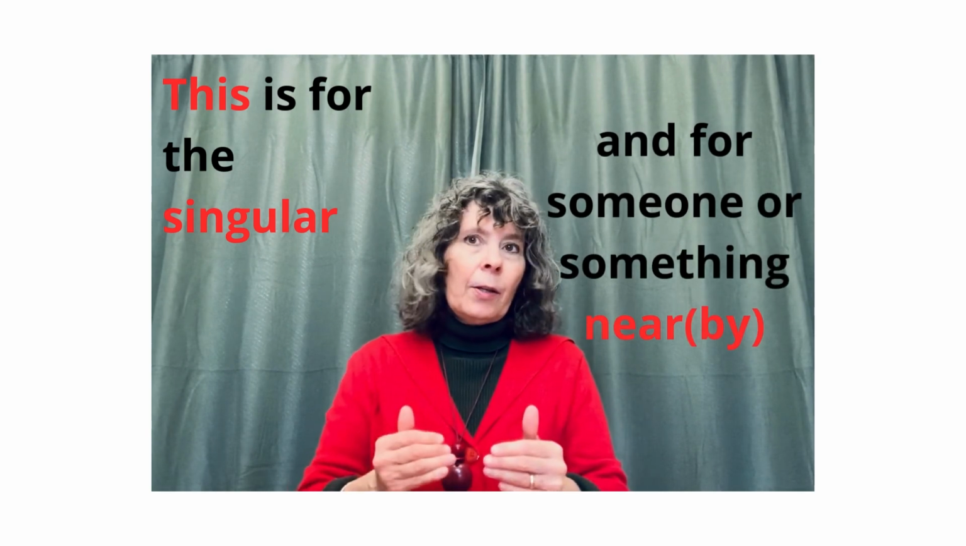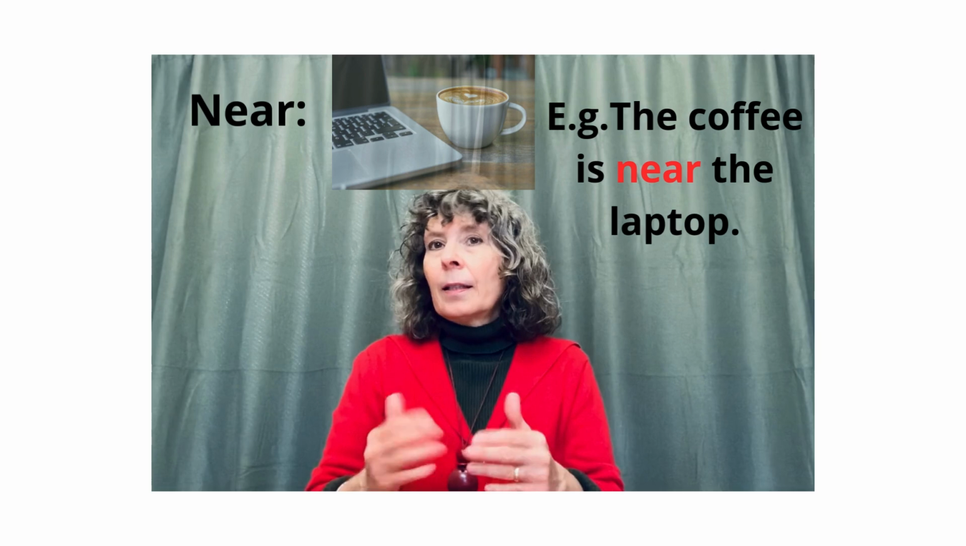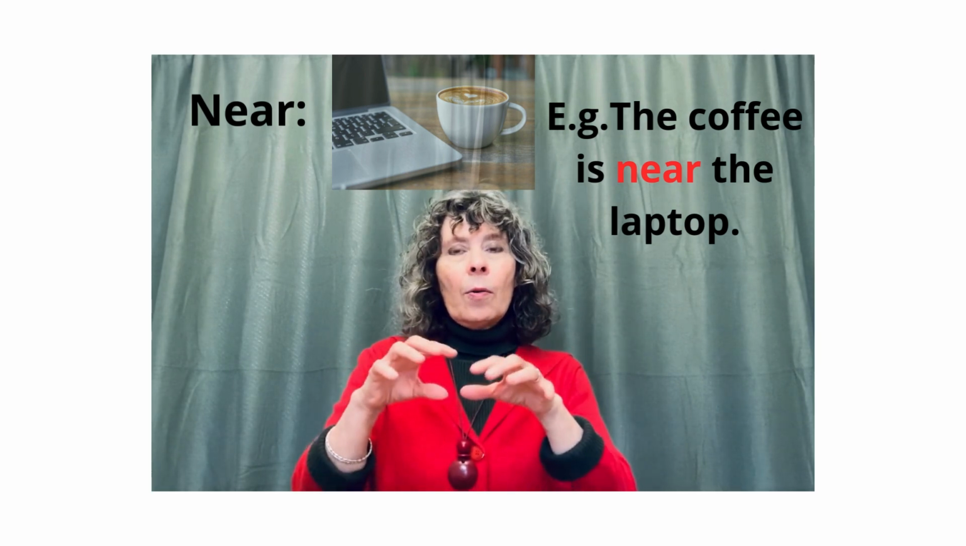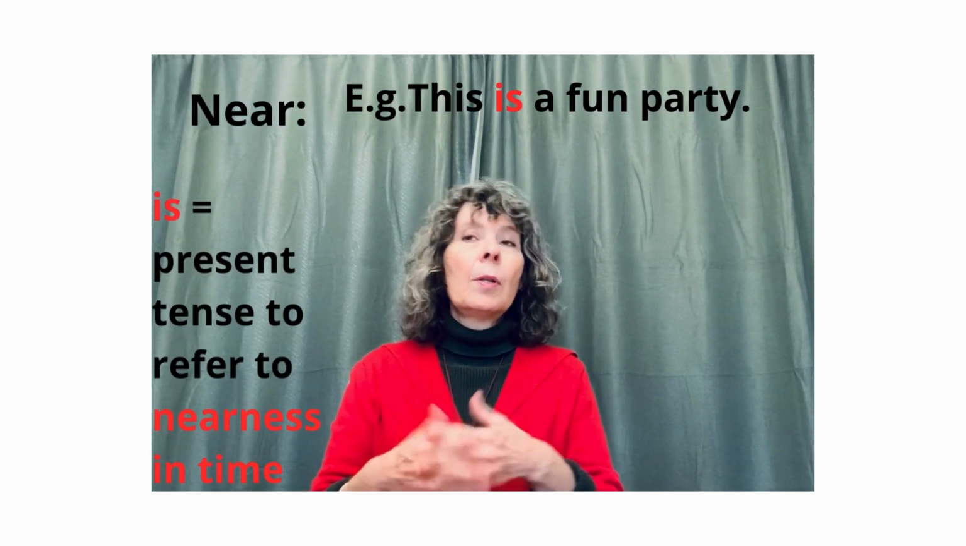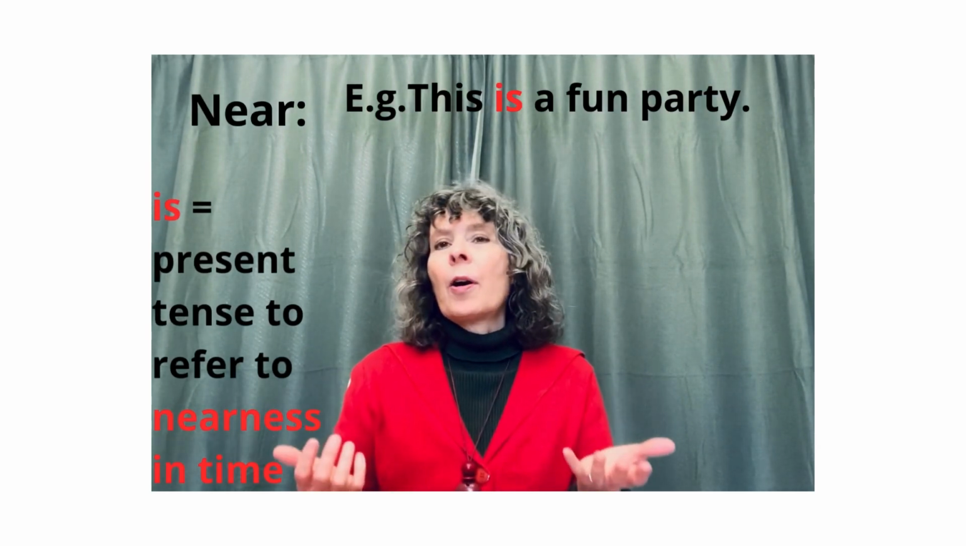We use this to refer to a singular noun or one thing or one person or animal or anything, but it's one that is near the speaker, so near us. So it can be near us geographically or in its physical position, or even in time. So if I refer to something that is happening now, I will use this. For example, this is a fun party.